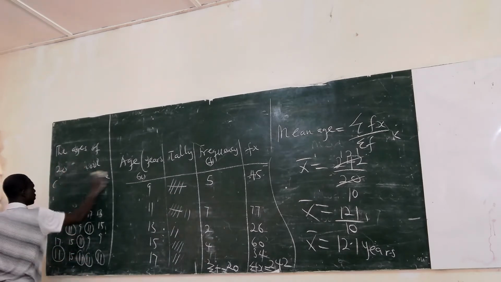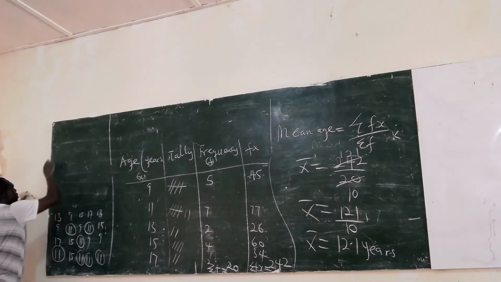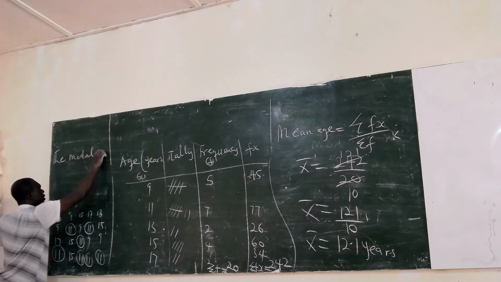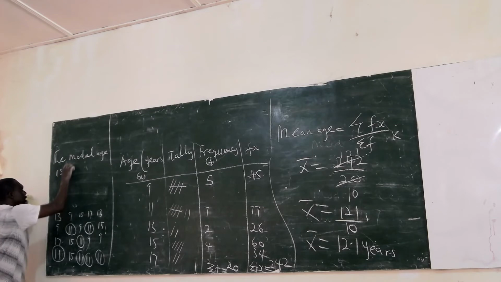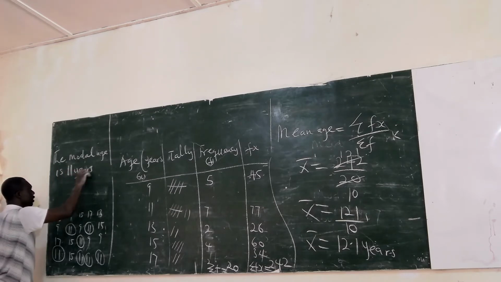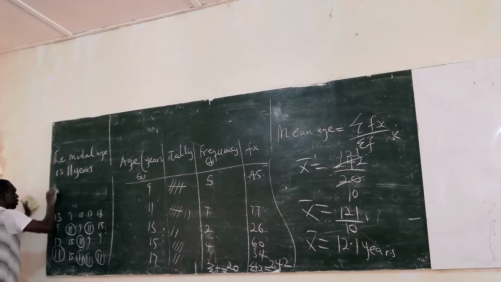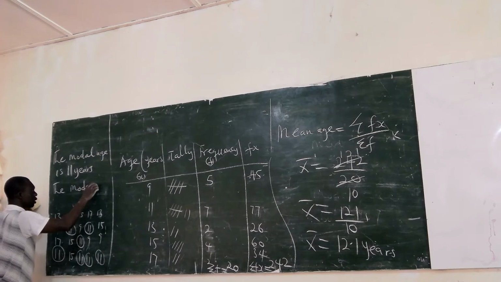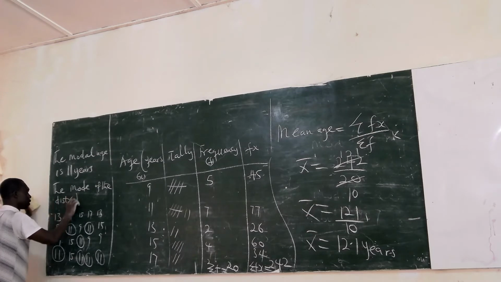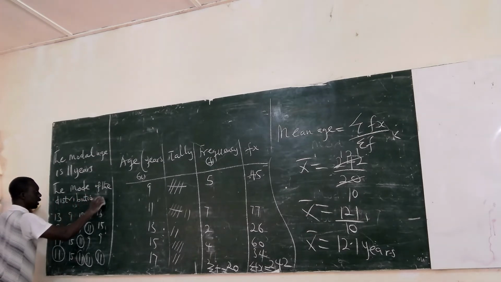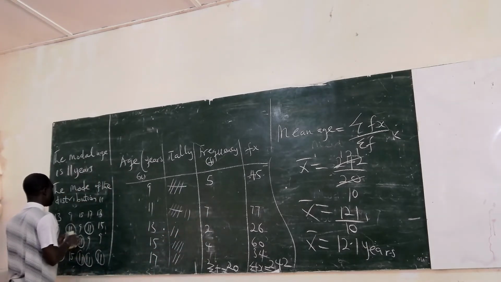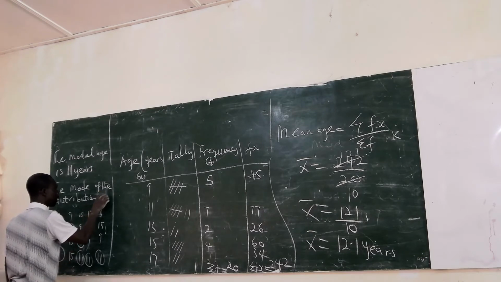The modal age is 11 years. And the mode of the distribution, what's the mode? The highest number here is what? 7. So the mode is 7. That's the highest number of frequency.